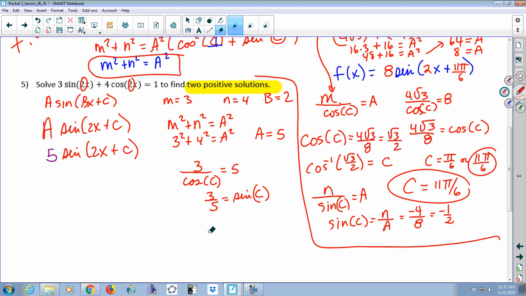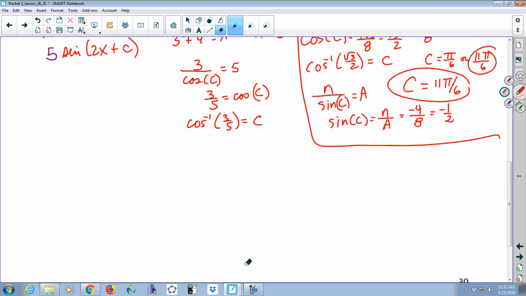Okay, so we have to find what angle gives us the cosine of 3/5. That's not one of our nice ones. So we have to take the arc sine of both sides, or the inverse cosine. So let's do that. Cosine inverse of 3/5 equals C. We do know something: cosine is positive, right? So we're either going to be in the first quadrant or our fourth quadrant. So let's find the angle that gives us a cosine value of 3/5.